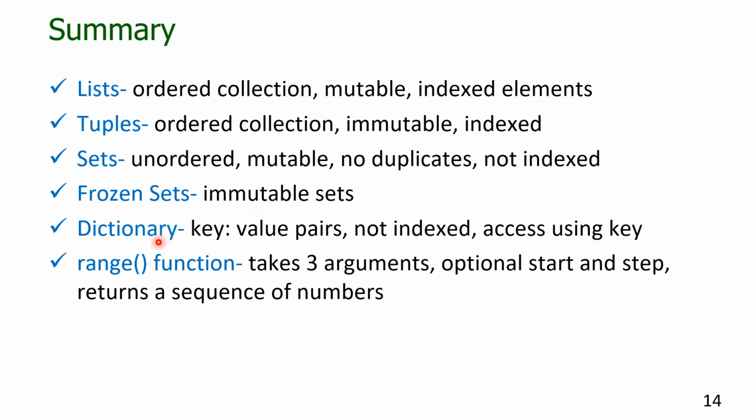The next data type is dictionary, which is a collection of key value pairs, and the dictionary elements are not indexed, and we can access the elements of a dictionary by using the corresponding key. Finally, we have discussed the range function, which takes three arguments: start, stop, and step, out of which start and step are optional arguments, and this range function returns a sequence of numbers.